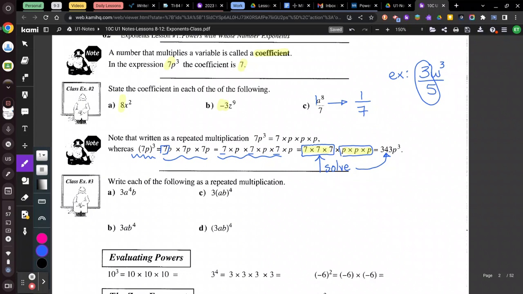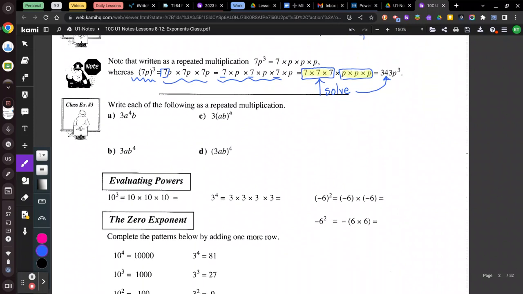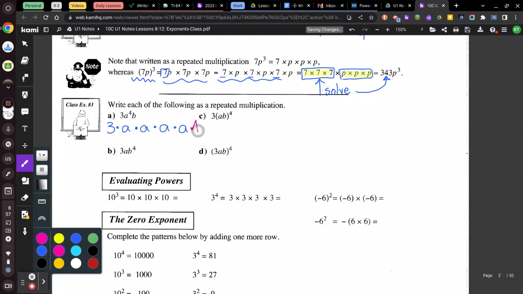All right, now we're going to write the next group as repeated multiplication. So we're going to expand them. If we need to know what is being multiplied, we need to expand. So how many 3's do I have in letter A? How many 3's? 1. Just 1. How many A's? 4 of them. And how many B's? Just 1. Good. Okay, so you've got 4 A's, 1 B, and then you've got your digit out front.